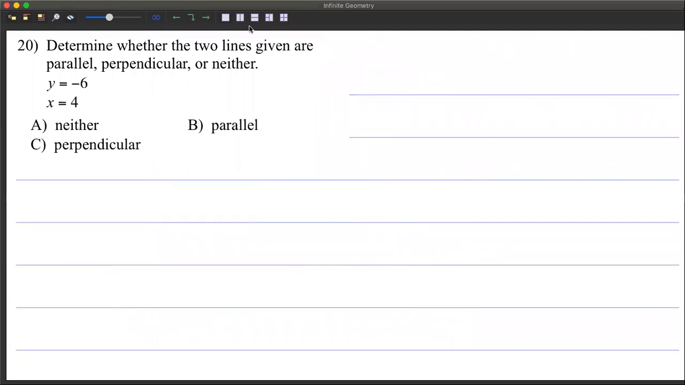All right. Let's see. Now these two, hopefully you get this answer a little bit quicker. Look, they're both y equals some number. What do you guys say on this one? Parallel, perpendicular, or neither?